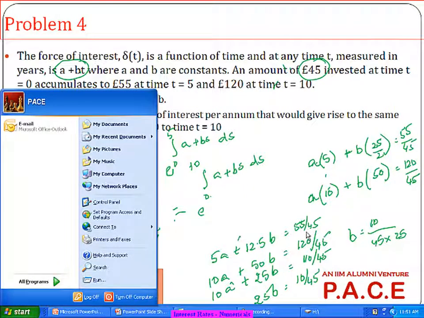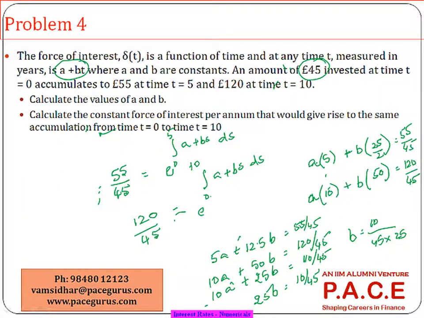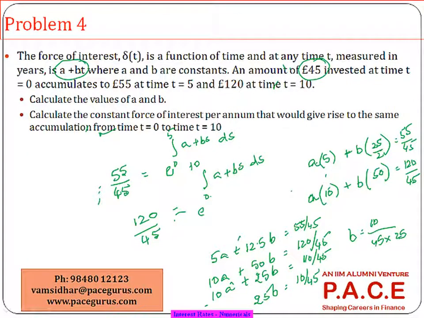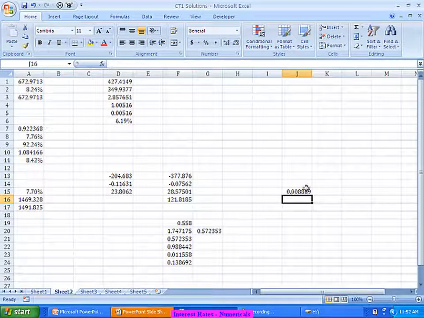So the value of b works out to 10 by 45 into 25. Alright, 10 by 45 into 25, which will give me b. Am I right? Okay. 10 by 45 into 25 works out to be that particular number. 25b equal to 10 by 45. So 10 by 45 into 25 is the value of b, which works out to something like this.